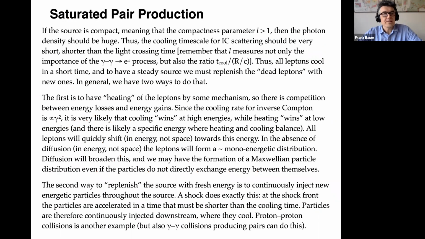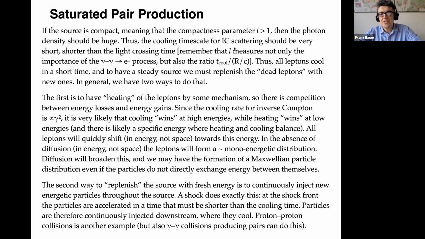Okay, I'm kind of running out of time. There was one other thing I wanted to talk about, which was saturated pair production. If we have a source which is super compact, so the compactness parameter is greater than 1, the photon density should be very, very large, because this is just luminosity divided by the radius. And so the cooling time scale for inverse Compton is going to be relatively short. Typically, this will be shorter than the crossing time of light across this region.